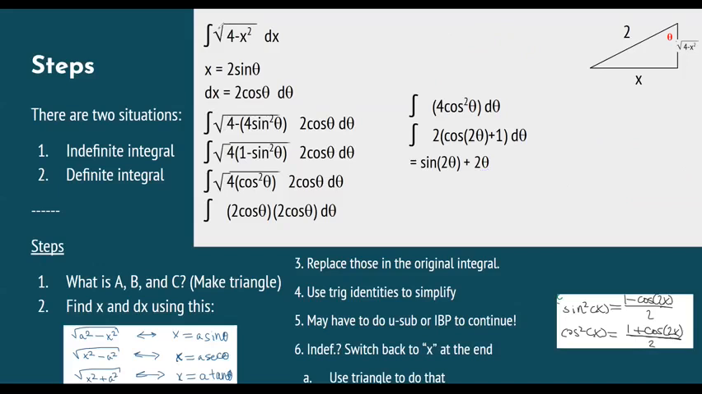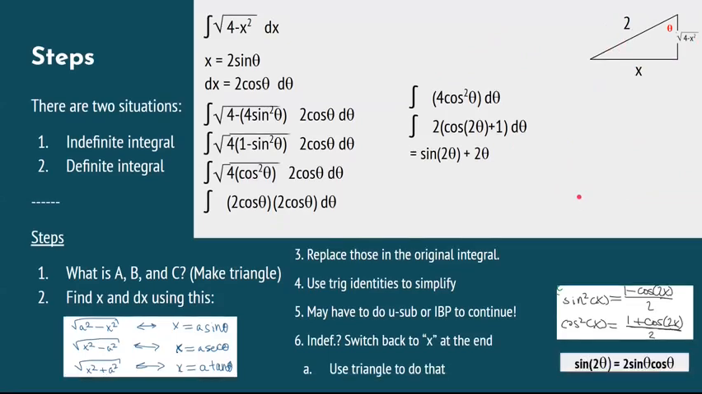Okay. So now you might think that's done. Unfortunately not, because we can't have thetas. We have to switch back to x's, which will bring in this triangle. So the thing is, how can we switch back to x? What do I see here? I see 2 theta. I see 2 theta.